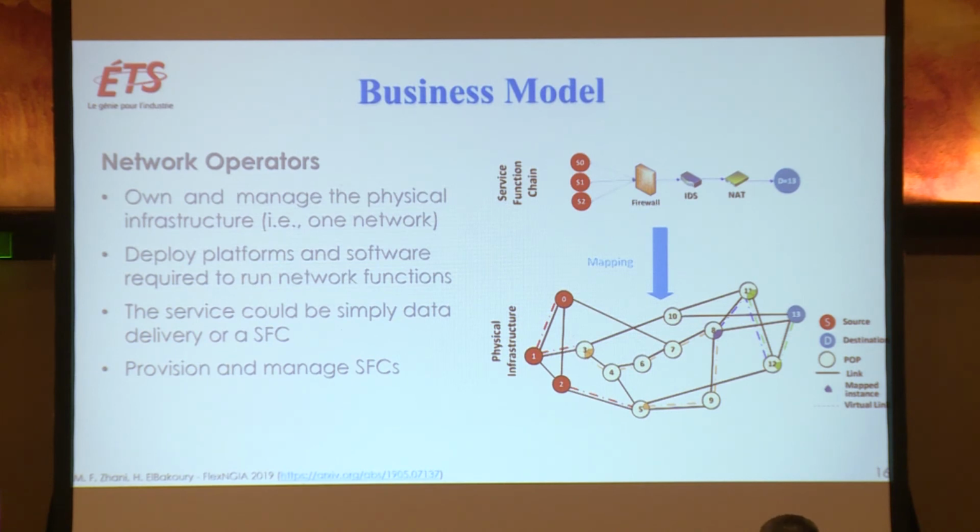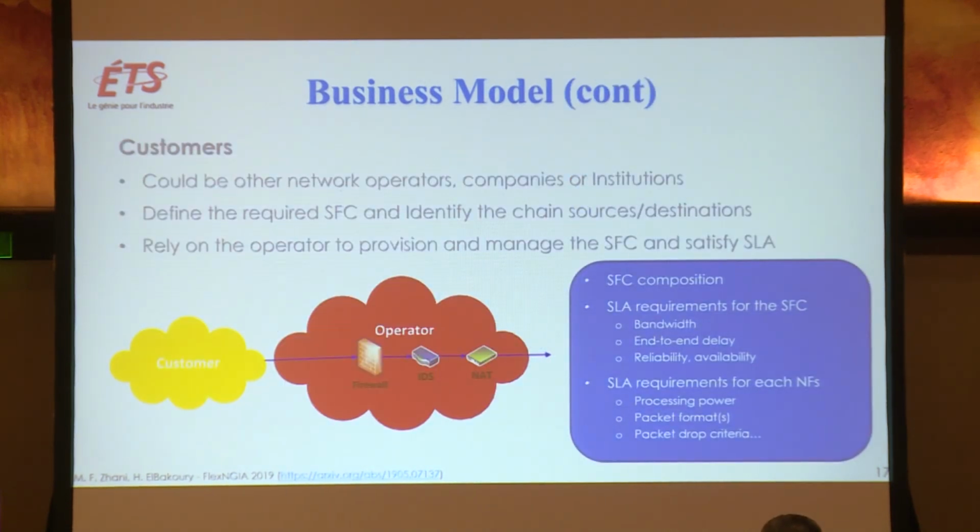So if you're a customer, you will define what you need as a service function chain: the service function chain composition, the requirements in terms of bandwidth, end-to-end delay, reliability, and so on, and the requirements for each network function, processing power, packet format, packet drop criteria, and so on. And you'll ask the network operator to provision this for you.